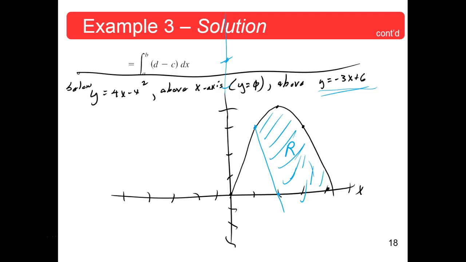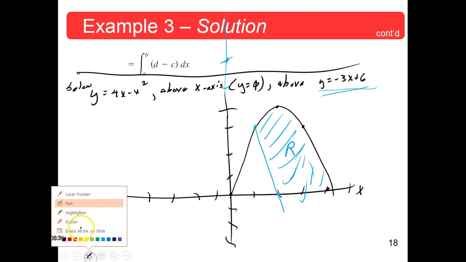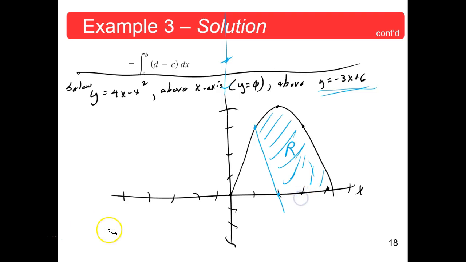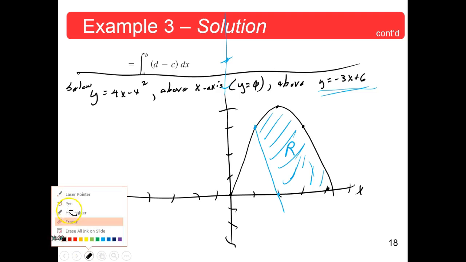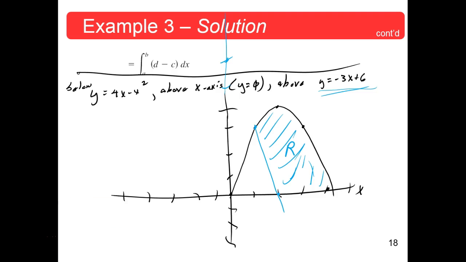Now, and by the way, this one doesn't go below the x-axis. Okay. Now, goodness, my eye hurts.